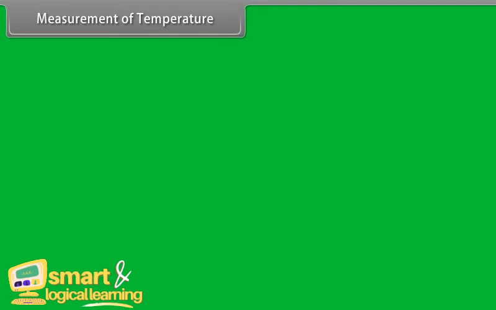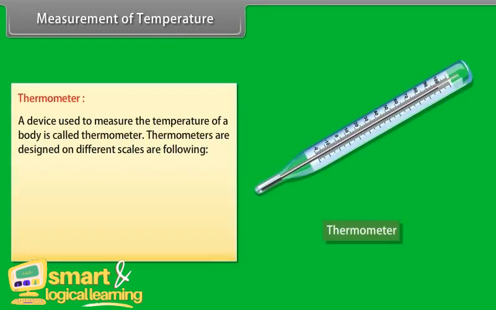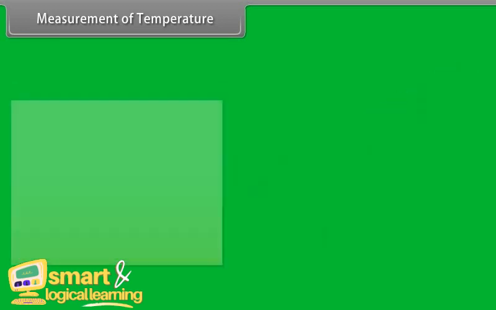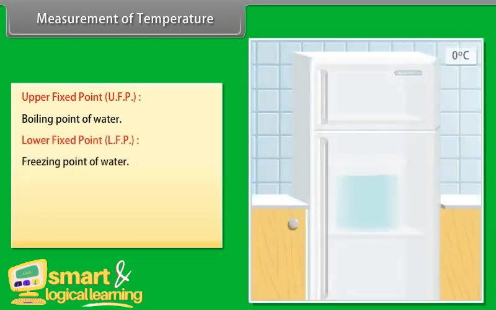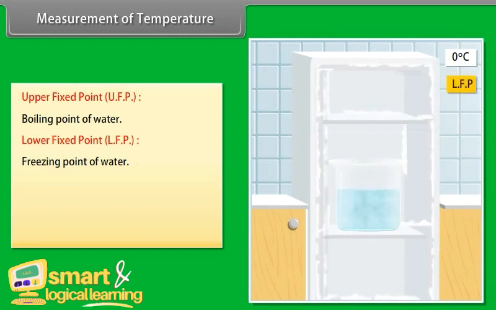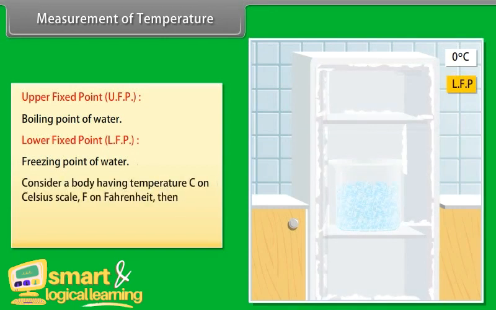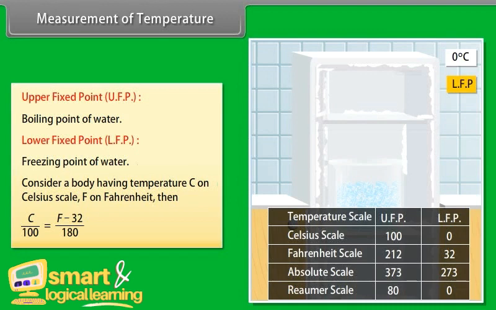Measurement of temperature. A device used to measure the temperature of a body is called a thermometer. Thermometers are designed on different scales as follows: Celsius scale, Fahrenheit scale, Kelvin scale, and Reamur scale. Boiling point of water is known as upper fixed point. Freezing point of water is known as lower fixed point. Consider a body having temperature C on Celsius scale and F on Fahrenheit scale. Then C/100 = (F - 32)/180.